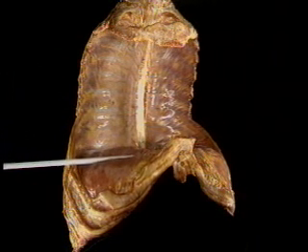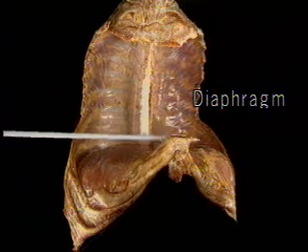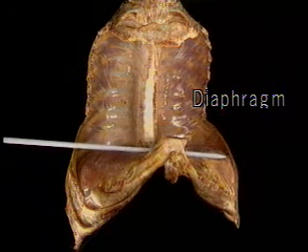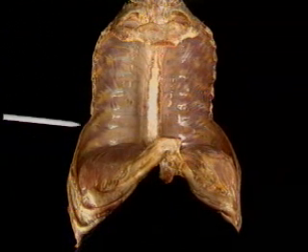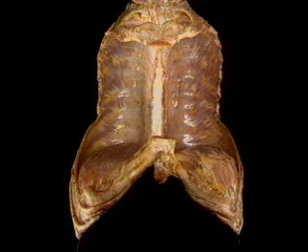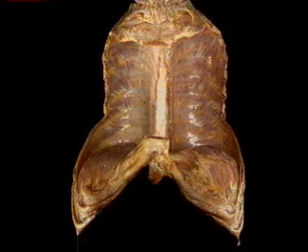This is our first look at the diaphragm, which forms an almost complete partition between the thorax and the abdomen. We'll take a good look at the diaphragm when we look at the muscles of respiration. With everything removed, the thoracic cavity looks like one continuous space.